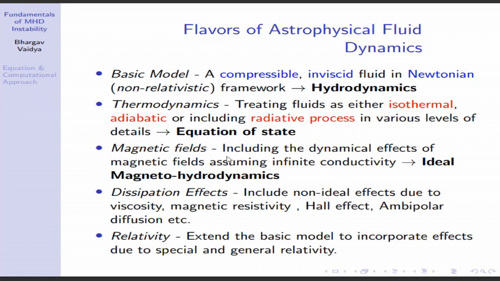Then, of course, magnetic fields. We talked a lot about magnetic fields, ideal MHD, and the associated instabilities. And of course, we saw dissipation effects, so magnetic energy getting dissipated in the magnetic reconnection event. So I'll talk about magnetic resistivity again and how it is incorporated in the code. So you saw how it is done. We use the resistivity eta in the code. Where is this coming from?